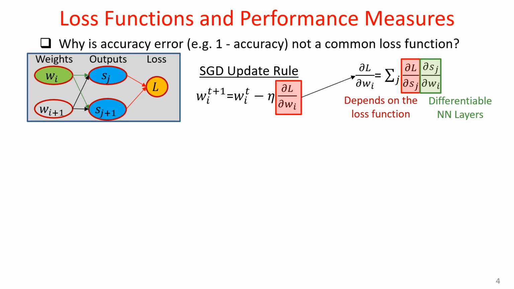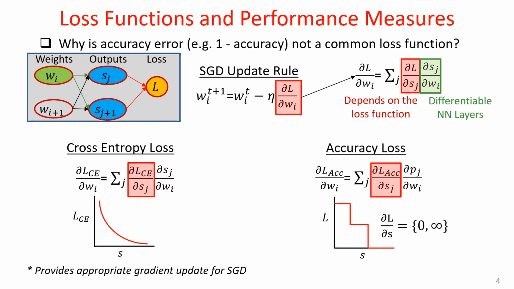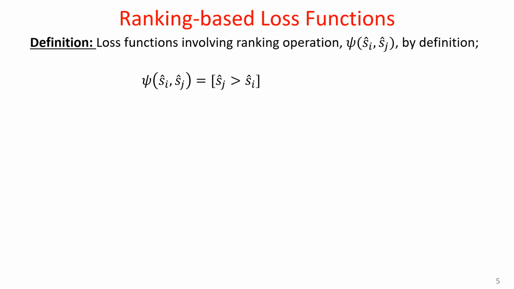Comparing cross entropy and the loss form of accuracy, we can see that while cross entropy loss has a smooth surface providing useful derivatives for stochastic gradient descent throughout its domain, accuracy loss has a step-like structure with only derivatives of either 0 or infinity. Hence, it cannot be directly incorporated into stochastic gradient descent.